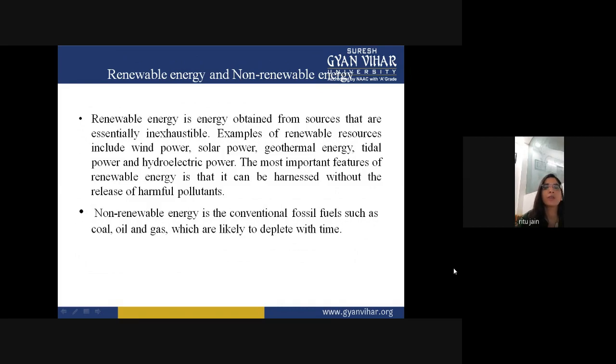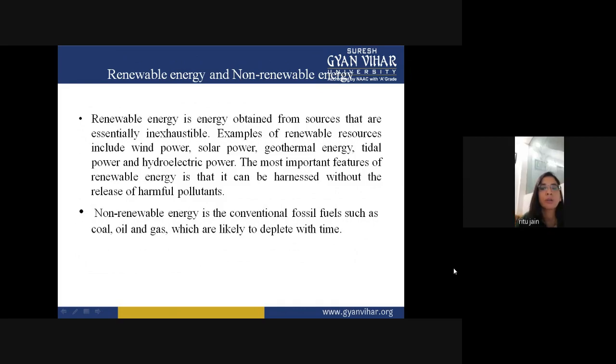Okay. Now we come to the next category, which is called non-renewable energy sources. So what are non-renewable energy sources? Non-renewable energy is the conventional fossil fuels. I'm taking examples again and again so it will make you understand easily the difference between renewable and non-renewable energy sources, right? The examples of fossil fuels are coal, oil, and gas.